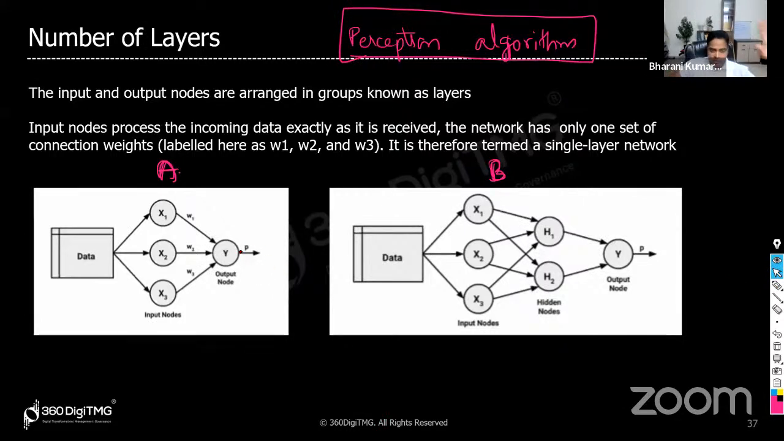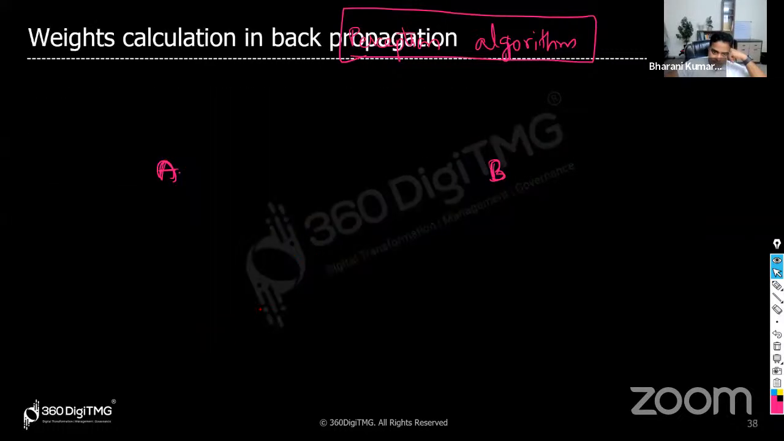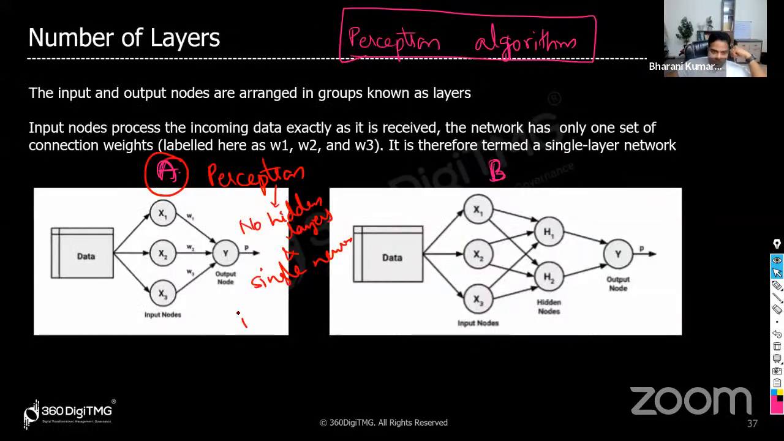A, absolutely, right? A is perceptron algorithm. Why is it called a perceptron? Because there are no hidden layers. Perceptron algorithm has no hidden layers, and it will have a single neuron in output.